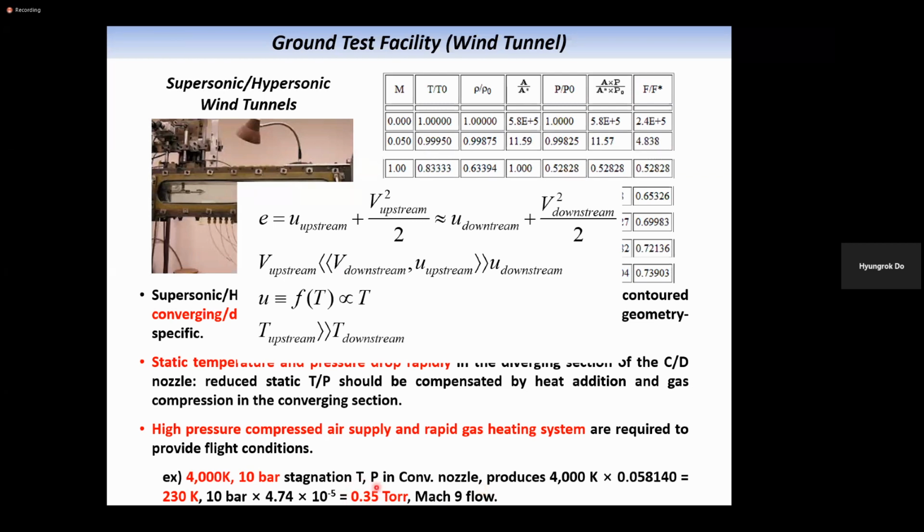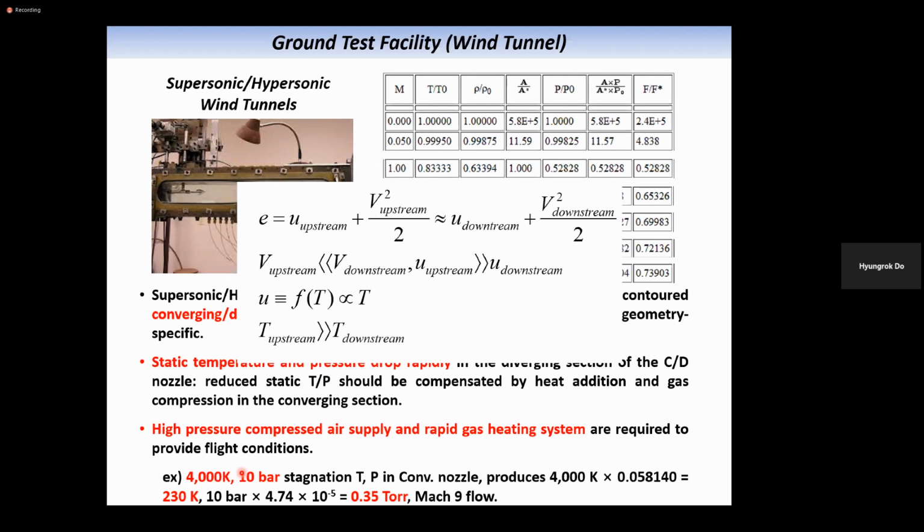So the pressure will be dropped down to 0.35 torr. Okay? 100 bar is 7600 torr. So from 7600 torr down to 0.35 torr. So that's a quite drastic change of pressure. And from 4000 Kelvin down to 230 Kelvin, that is also another drastic change of temperature. Okay. So then you will need an intensive heating source for generating this kind of high temperature and high pressure gases. Is there any sensors that can measure the temperature like over 3000 Kelvin?